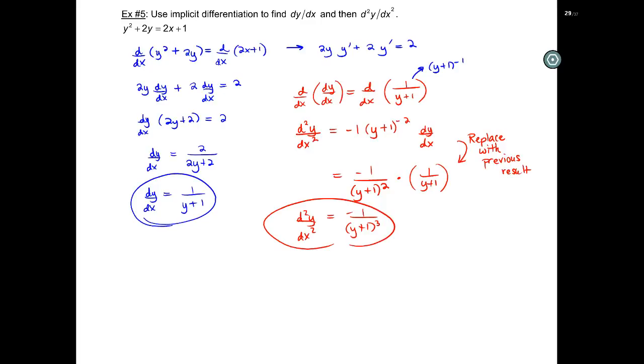You're okay with this? This is just negative previous result, negative 2 times dy dx. And then dy dx we found out was 1 over y plus 1, so I'm going to replace that.